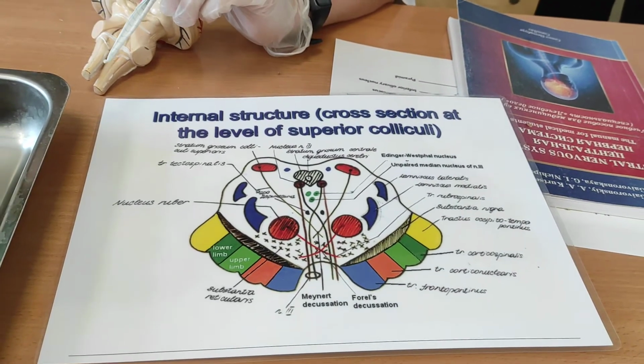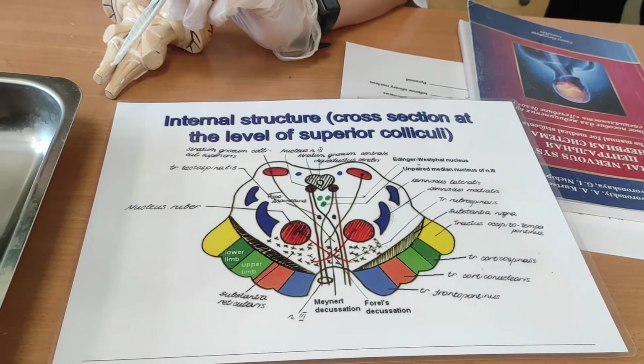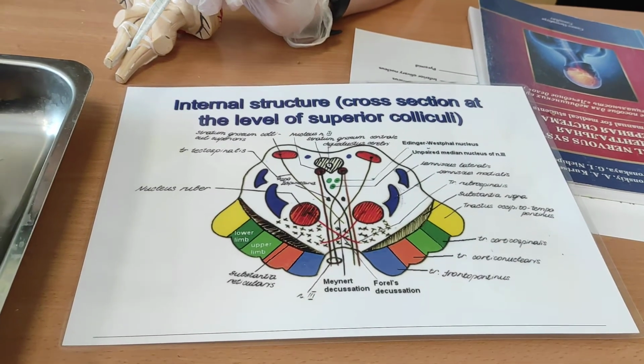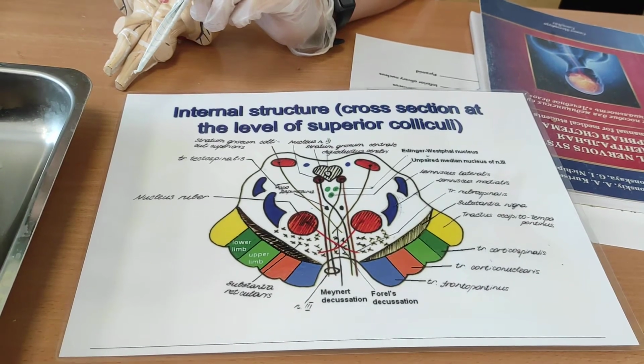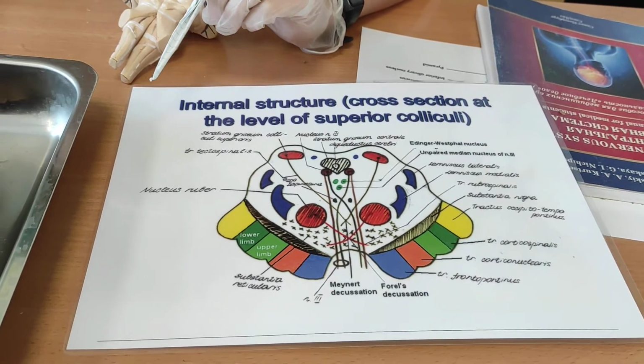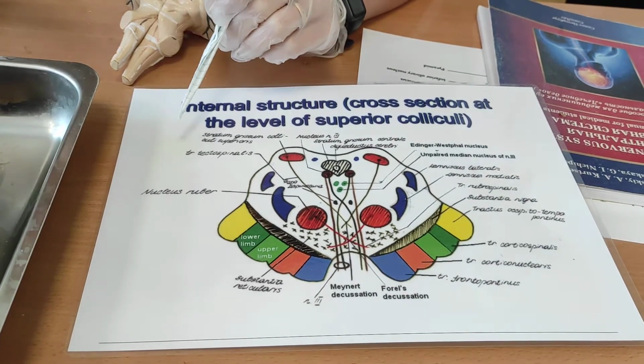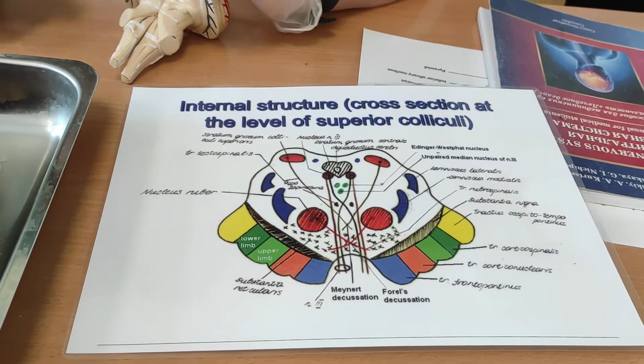Trochlear nerve is a motor nerve, and it is responsible for contraction of the superior oblique muscle. It also causes movement of an eyeball, so this nerve supplies only one muscle, only the superior oblique muscle.